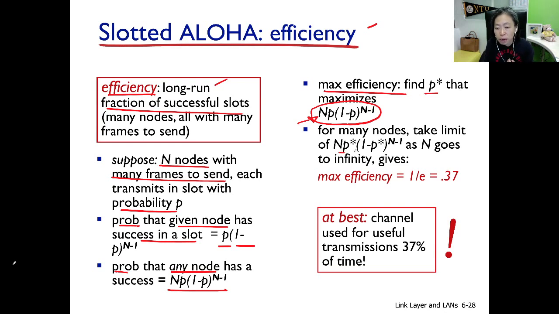So after plugging in the p star into the formula and taking n to infinity, meaning there are an infinite number of nodes on the Slotted Aloha link, that will give you the asymptotic efficiency, which is 1 over e. So we'll skip the derivation, okay? And that gives us 0.37 utilization of the link.